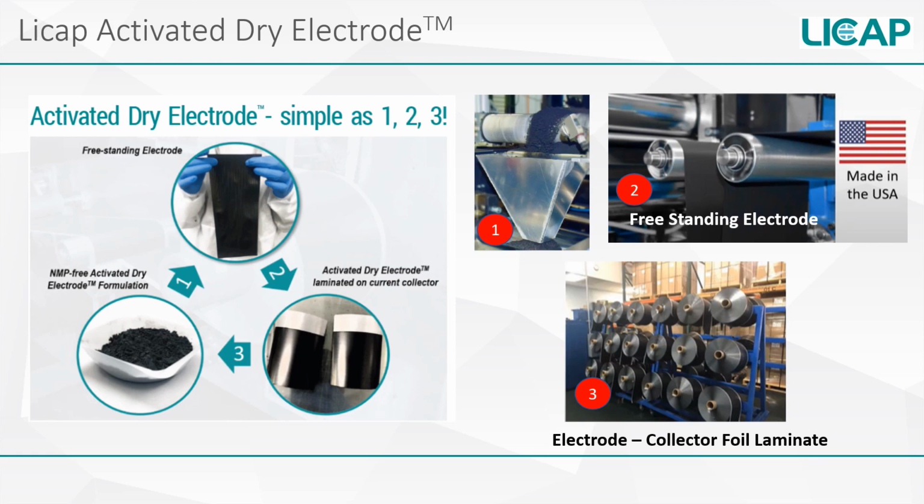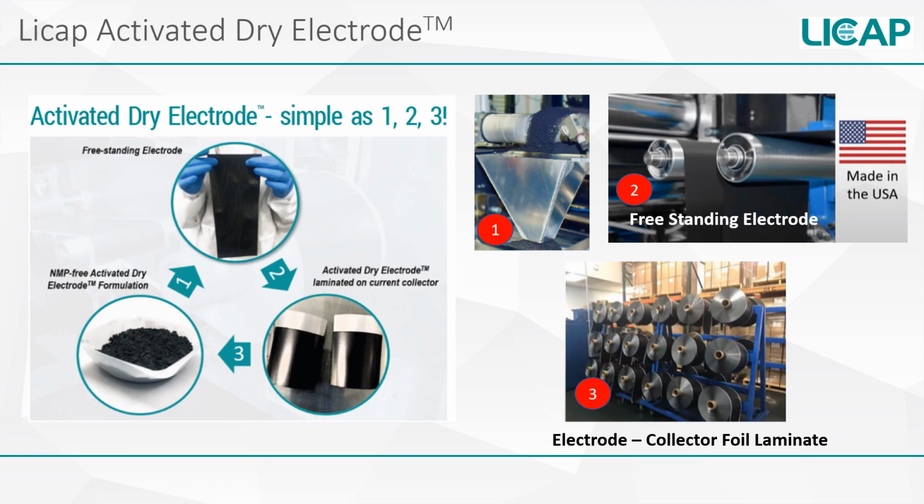The process begins with dry binder activation and mixing with the highly characterized carbon particles. Step 1. The dry powder formulation is then rolled into a freestanding electrode that's extremely tough and flexible. As this is a completely dry process, there's no net shrinkage or residual stresses in the freestanding electrode.